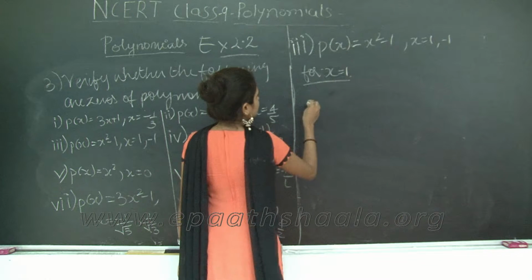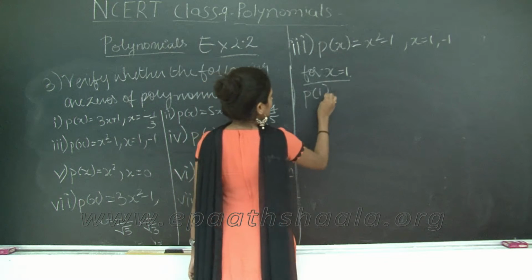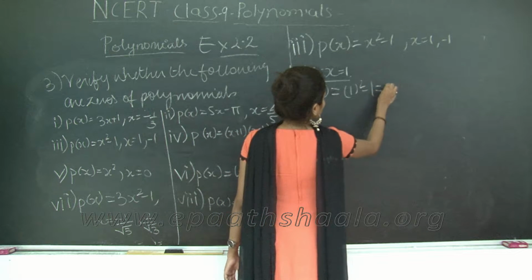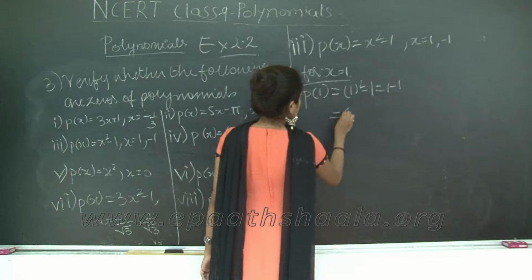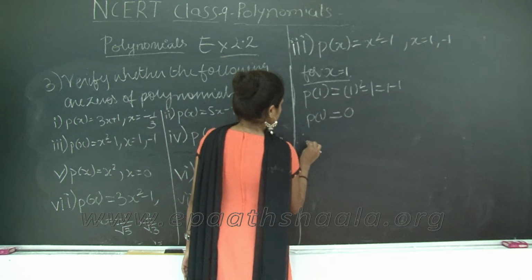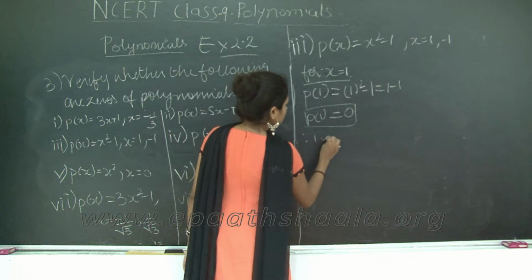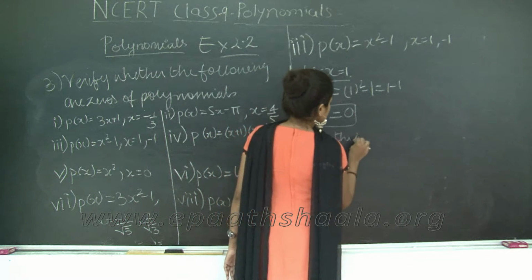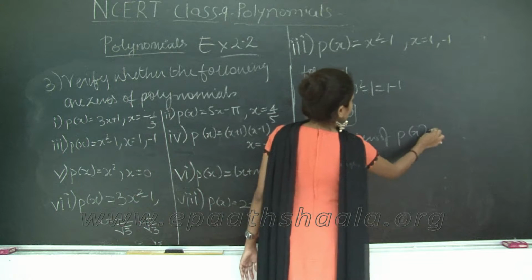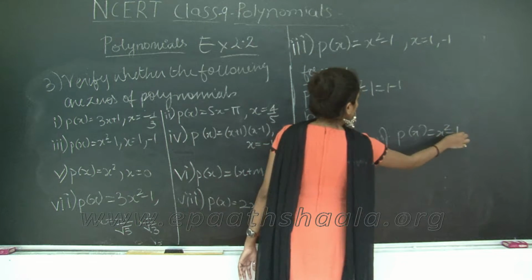Substituting x = 1 in the polynomial expression, I get 1² - 1, which is 1 - 1, which is equal to 0. Correct? Therefore, 1 is the zero of polynomial p(x) = x² - 1.